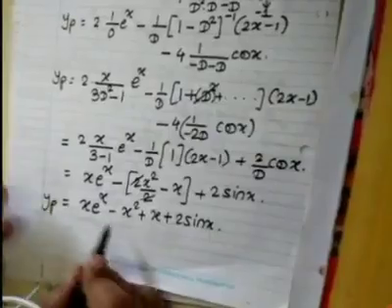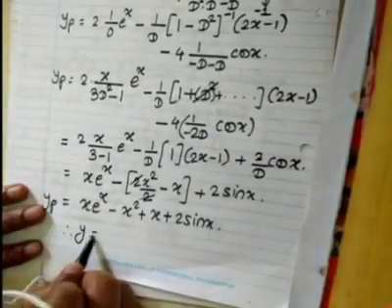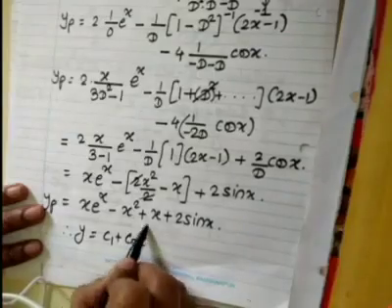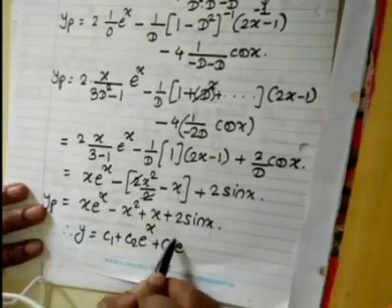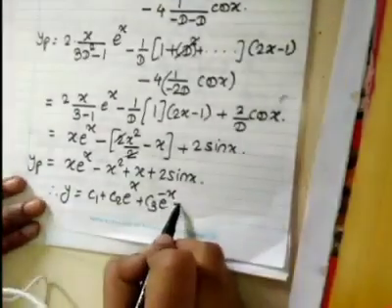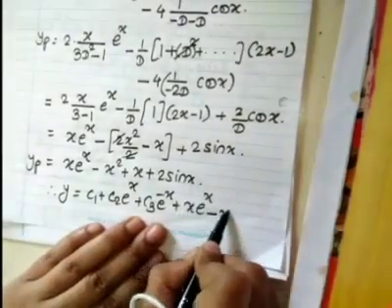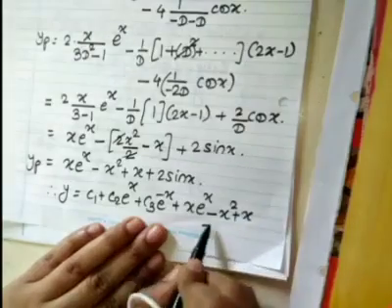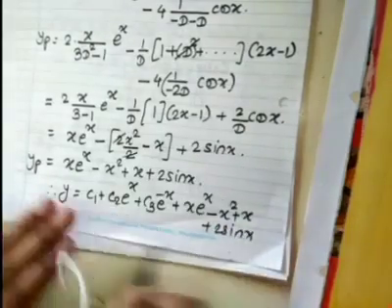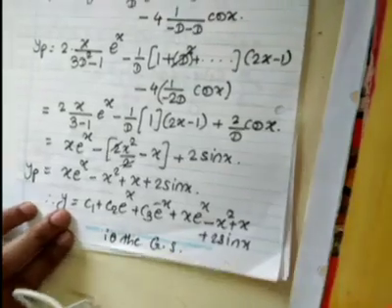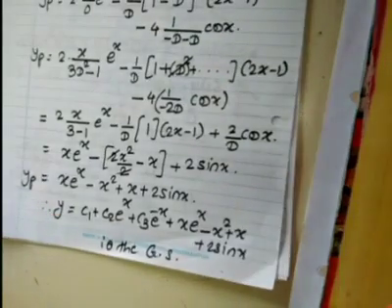Therefore, the general solution is y equals yc, I think c1 plus c2 e raised to x plus c3 e raised to minus x. Can you just check, is it okay? Plus x e raised to x minus x square plus x plus 2 sin x is the general solution. Finished. Getting?